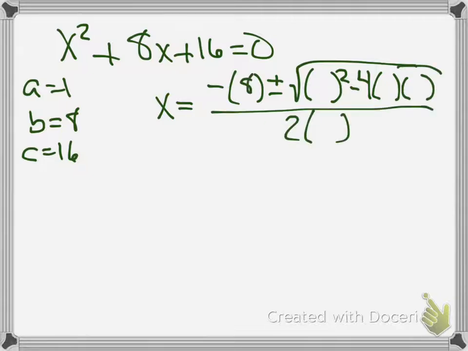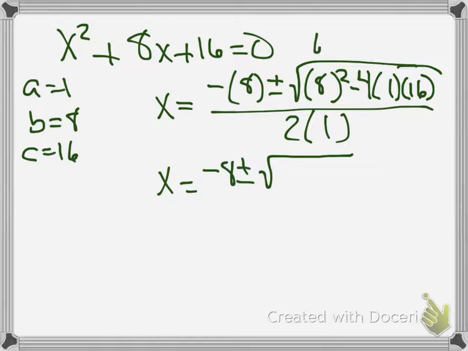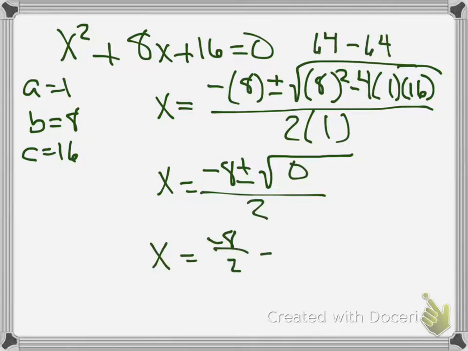Notice how, again, I've got this all written before I start putting numbers. So I have a tendency to do this, then plug in the numbers. That's usually how I make sure I don't make mistakes. So you got that. Okay, so 8 squared is 64, 4 times 1 times 16 is 64, that gives me 0, the square root of 0 is 0. So really, I'm just saying negative 8 divided by 2 is negative 4, plus or minus 0, which is still going to be negative 4 no matter what.